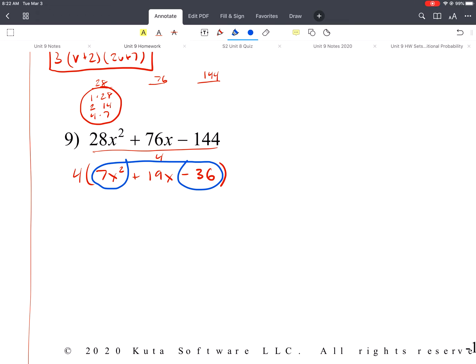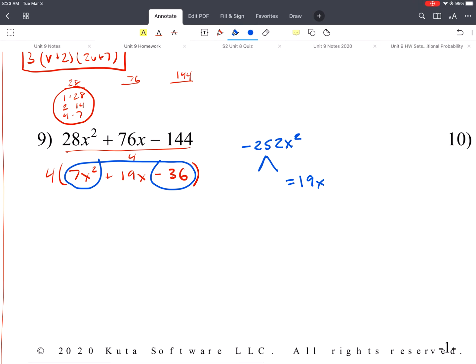So we'll do 7 times a negative 36. That gives us 252 x squared. You need to give us 19x. Okay. If you didn't take out the greatest common factor, then you'd be doing glasses for this: 28 times a negative 144, which gives you 4,032. And you don't want to write down factor pairs for that many. That's a lot of factor pairs.